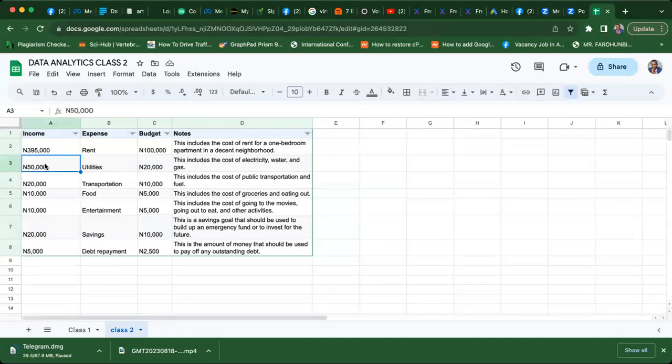These are the things you budgeted. Out of 5,000 naira, you pay 2,500. Out of a savings of 20,000, you actually save 10,000. Out of savings of 10,000, you save 5,000 naira. That's what you budgeted. Okay. This is what you spend. So that is how you can use AI to create your family budget.